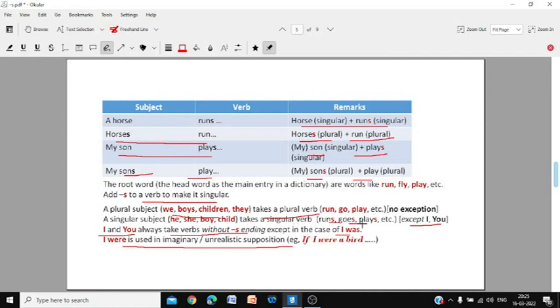Adding S in a verb is not plural. Adding S in a verb is singular. And in case of plural, boys, children, they, Tom and his brother, they will take a plural verb. We will use a plural verb, that is without the terminal S. No S means plural in case of verb.